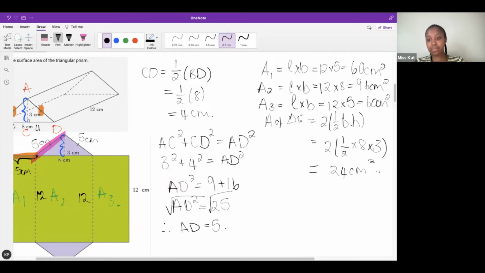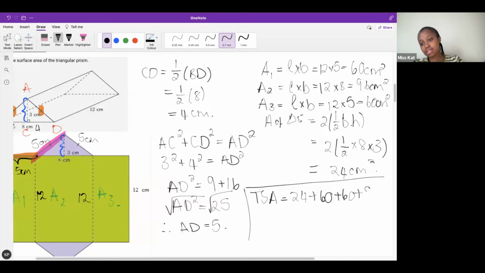centimeters squared. Now, what am I supposed to do with all these areas, guys? I asked you for the surface area, but now you've given me a bunch of areas everywhere. What are we supposed to do? Add them. So then final step is total surface area is then 24 for the two triangles plus 60 plus 60 plus 96. So what's my total surface area?